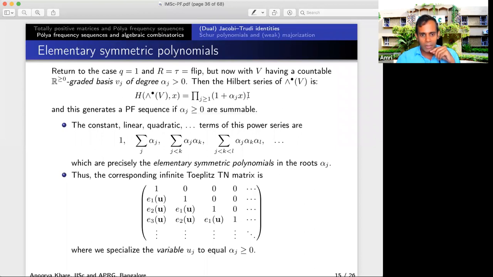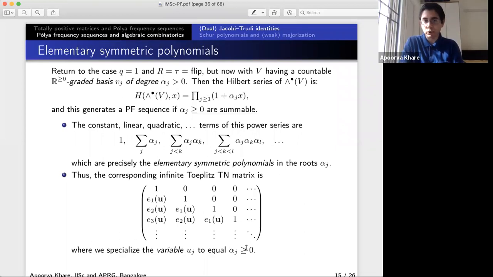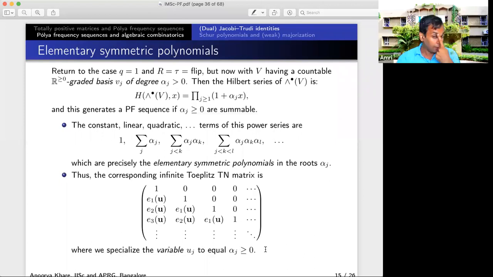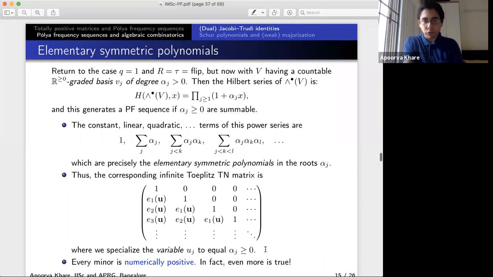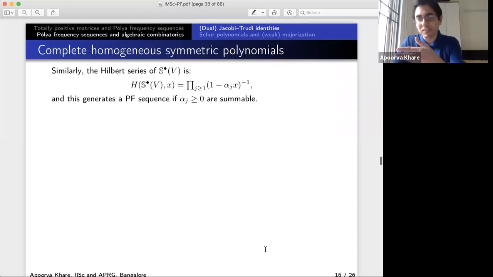But here you have a matrix of polynomials. So when you specialize the variable to equal alpha_j, the last line. Okay. Thanks. So for every specialized non-negative. Exactly. Provided they are summable, obviously. Of course, that's what I was saying. Every minor is numerically positive when you specialize, but even more is true. And now we come to what Amri is talking about. But before I get to that, let me as well mention the other one.